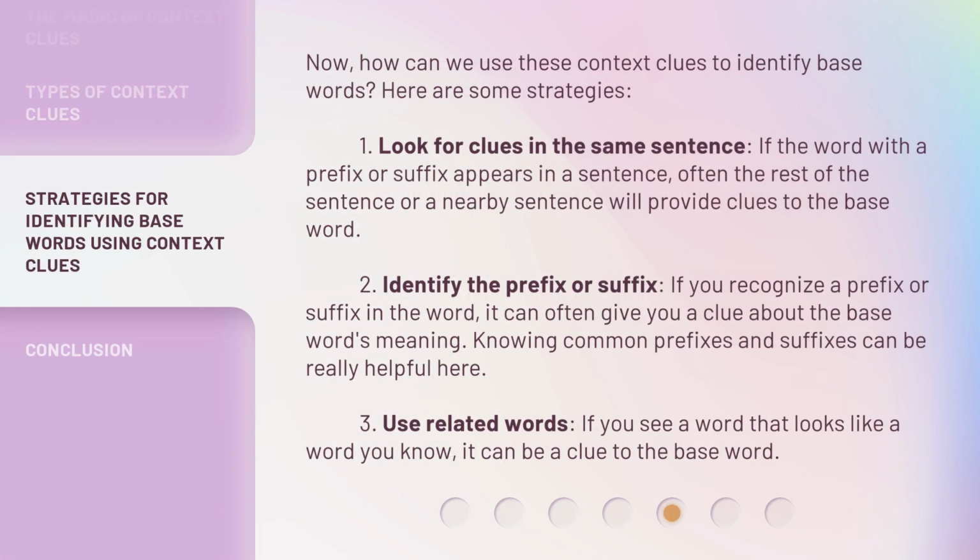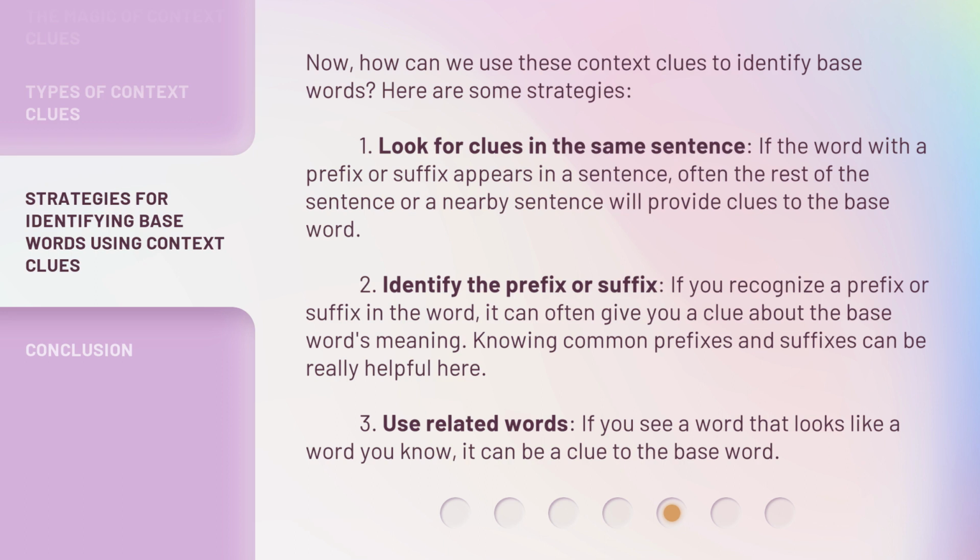Now, how can we use these context clues to identify base words? Here are some strategies. 1. Look for clues in the same sentence. If the word with a prefix or suffix appears in a sentence, often the rest of the sentence or a nearby sentence will provide clues to the base word.